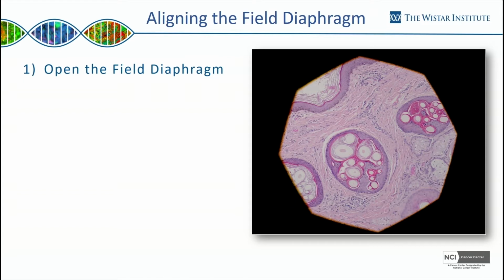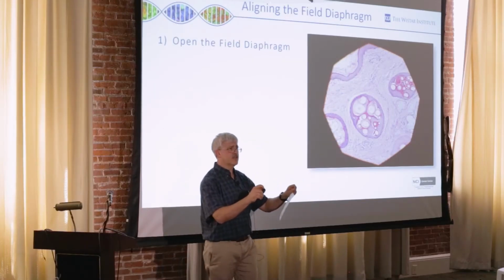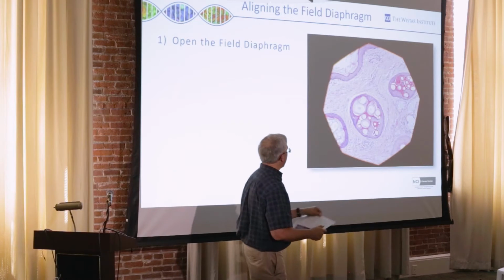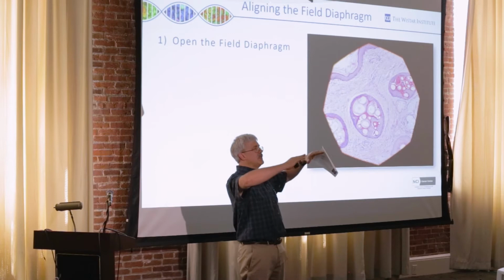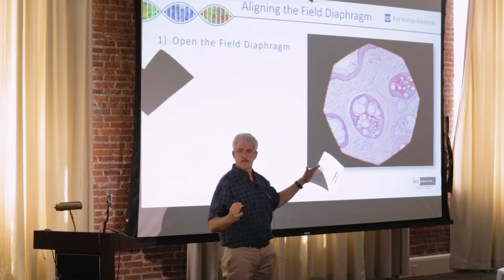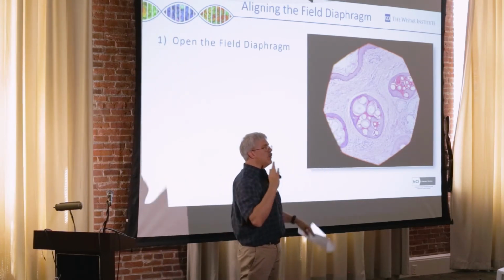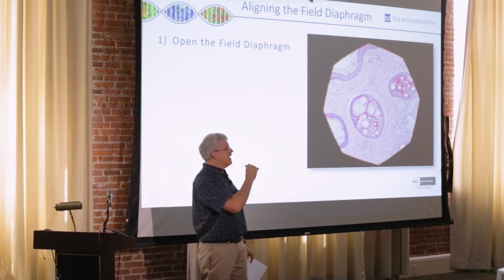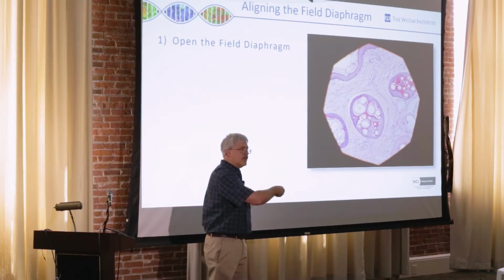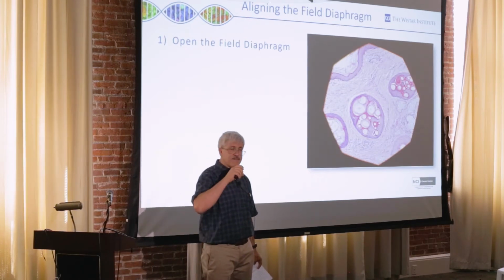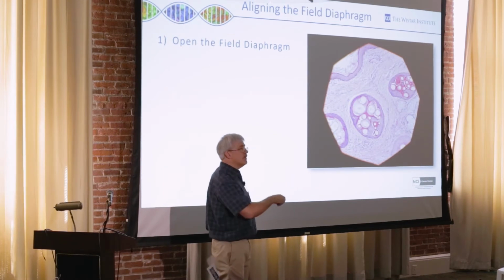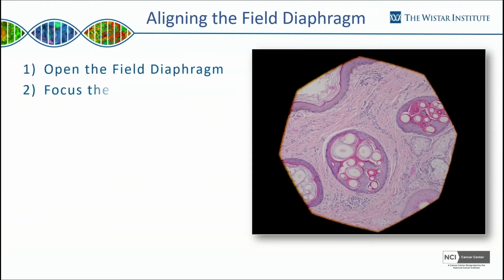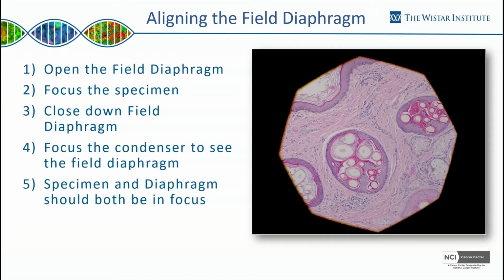Now, centering the field diaphragm, like I said, if this whole circle is up in the corner, you use the little centering screws underneath to move it to the middle. Right? And then you open the field diaphragm until it just disappears from the field of view, so it doesn't become part of your picture. But what does all this mean? It means that the image of the field diaphragm is going to be in the same plane of focus as your specimen. So your specimen and the field diaphragm should both be in focus. That's the key.